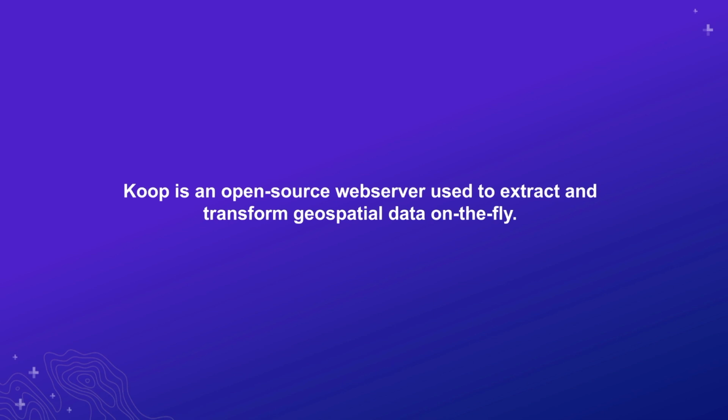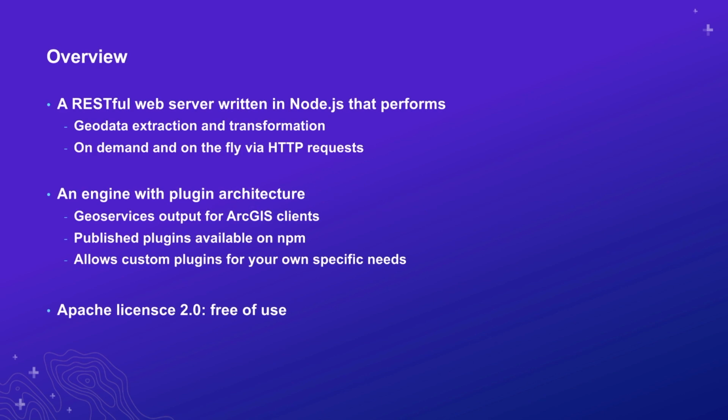What is Koop? Koop is an open source web server used to extract and transform geospatial data on the fly. That's it in a nutshell, but we can go into a little bit more detail by describing it as a RESTful web server written in Node.js. As noted, it performs geospatial data extraction and transformation. So if you have geospatial data in one format and you'd like to get it into another format, you can use Koop, and you can do this on demand and on the fly via HTTP requests.